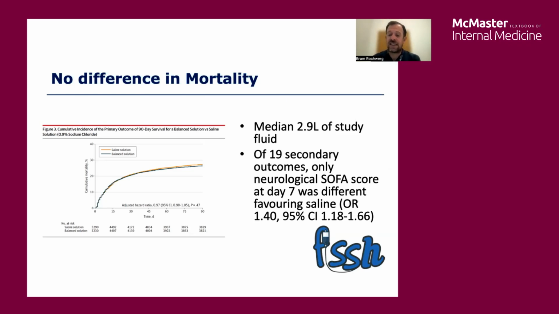And there was no difference in 19 secondary outcomes, except for neurologic SOFA score at day 7, the only one that showed a potential harm with balanced crystalloid. And there is ongoing hypothesis that for those that have raised intracranial pressure, perhaps they require the slightly higher osmolality that's found in normal saline. So this is still the hypothesis that there's no difference between these fluids when you look at patient-important outcomes. Those with traumatic brain injury, high ICP may still benefit from normal saline.